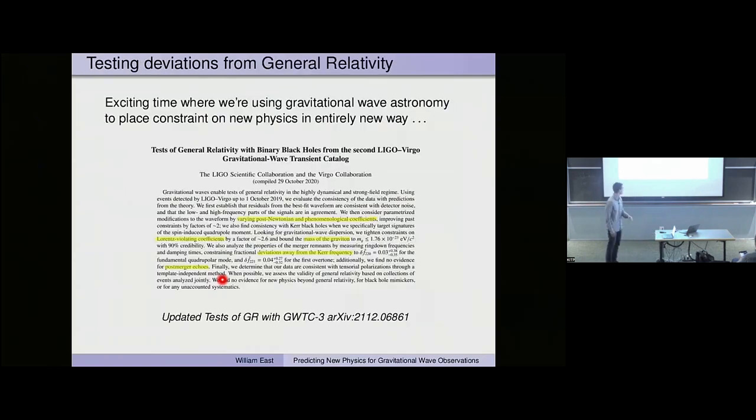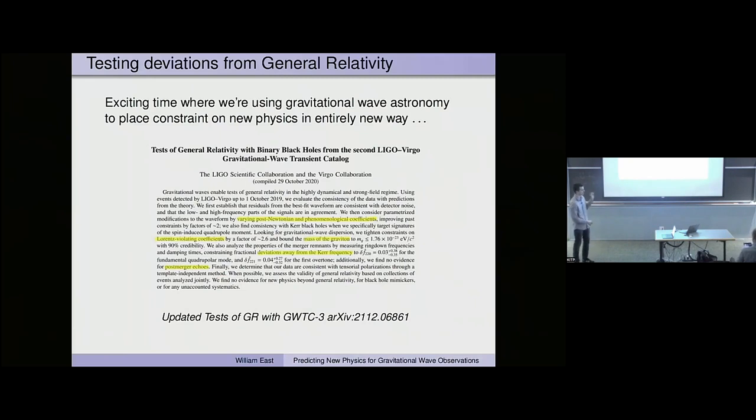So just as a demonstration of this exciting era, we're actually able to test general relativity using gravitational wave observations. I have some results from the previous round of the LIGO-Virgo collaboration's tests of general relativity using the second gravitational wave transient catalog, and actually the third catalog results are already on the archive, which you can see in this preprint here.